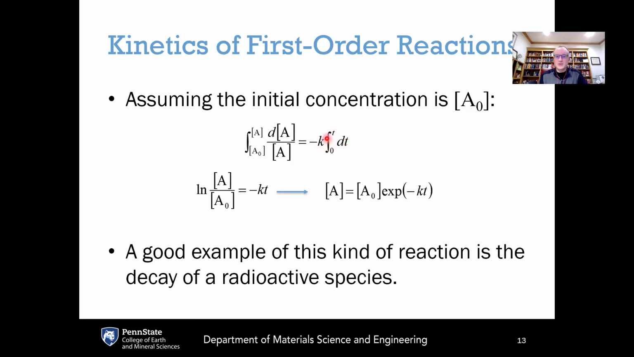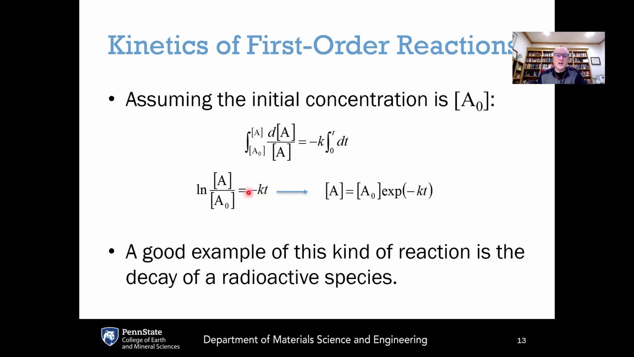So on the time integral side, we're integrating from time t equals 0 to time t. And on the left-hand side, we are integrating from the initial concentration A0 to the final concentration of A. And these are both standard integrals. And so what we have is the natural log of A divided by A0 on the left-hand side equals minus Kt on the right-hand side of the equation.